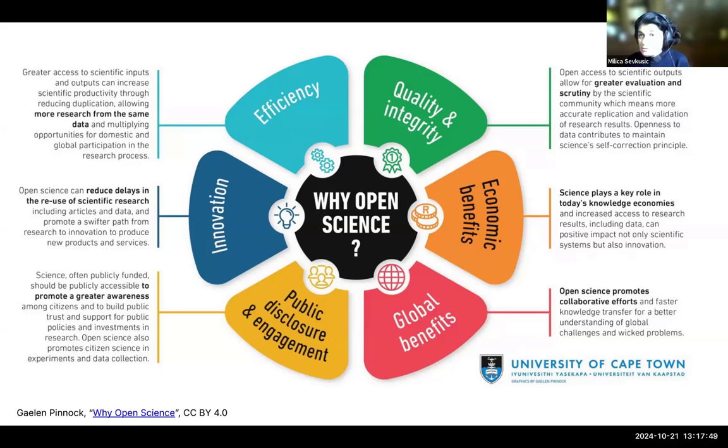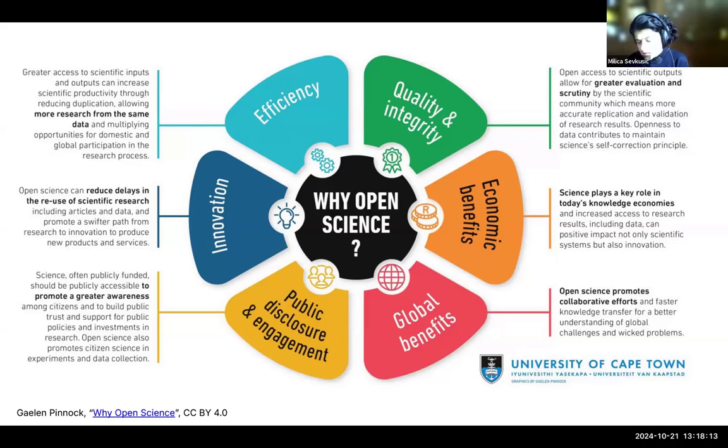Then there is the context of research reproducibility, when we usually talk about open science as a way to improve science, because there is a crisis of reproducibility, there is a crisis in science in general. The trust in science is challenged, and we need more openness to improve this.